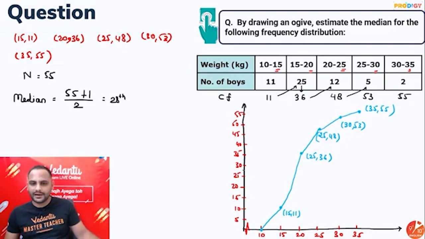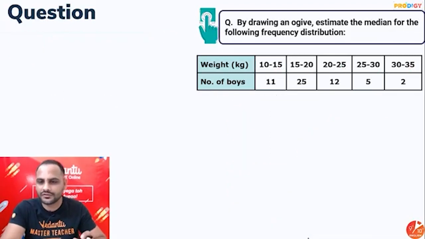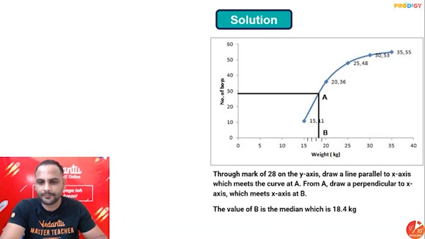So 28 over here, if you locate where it should be, 28 will be just below 30. This point over here will be 28. So from here, draw a line parallel to the x-axis wherever it is intersecting. From that, draw it downwards. So you can see it is less than 20, so around 18 something it should come. Right? 18.4 it is coming.